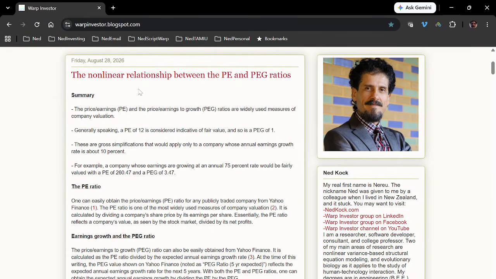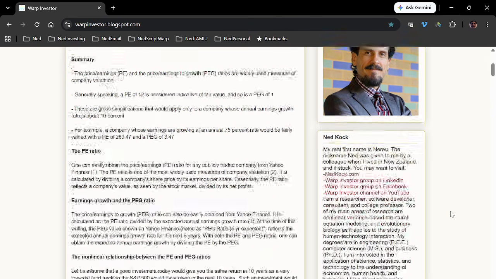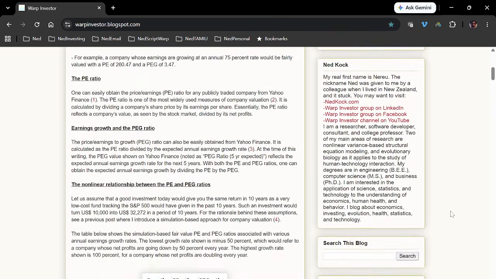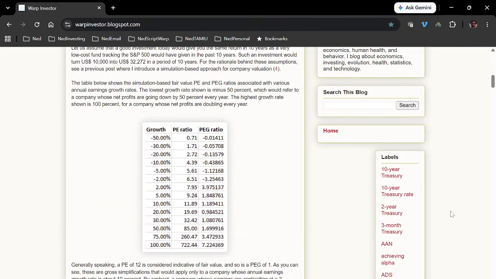So this post is about the nonlinear relationship between PE and PEG ratios. The post essentially makes the argument that PE ratios and PEG ratios consider the PE ratio and the expected growth in the next 5 years in their calculations. So the PE ratios and the PEG ratios are non-linearly related. And there are a few things that you can see here that are interesting.